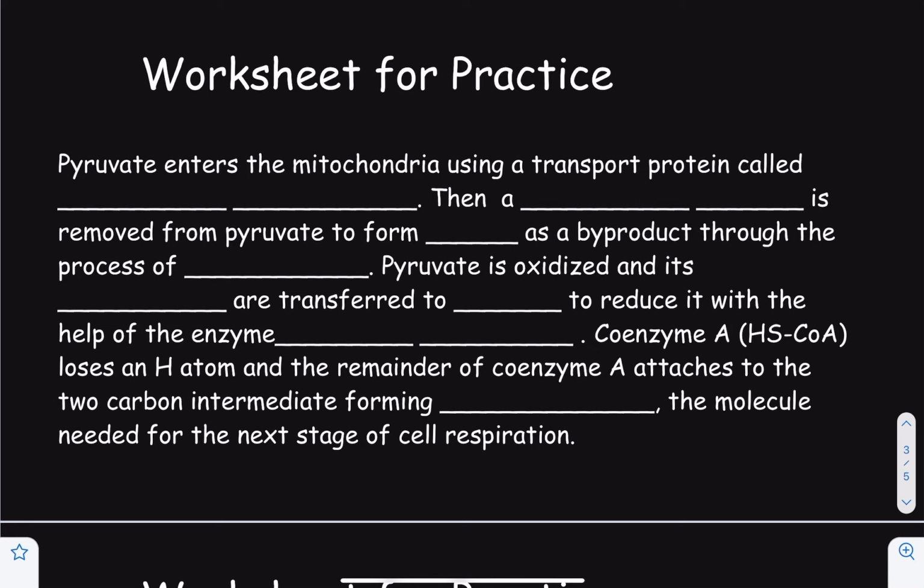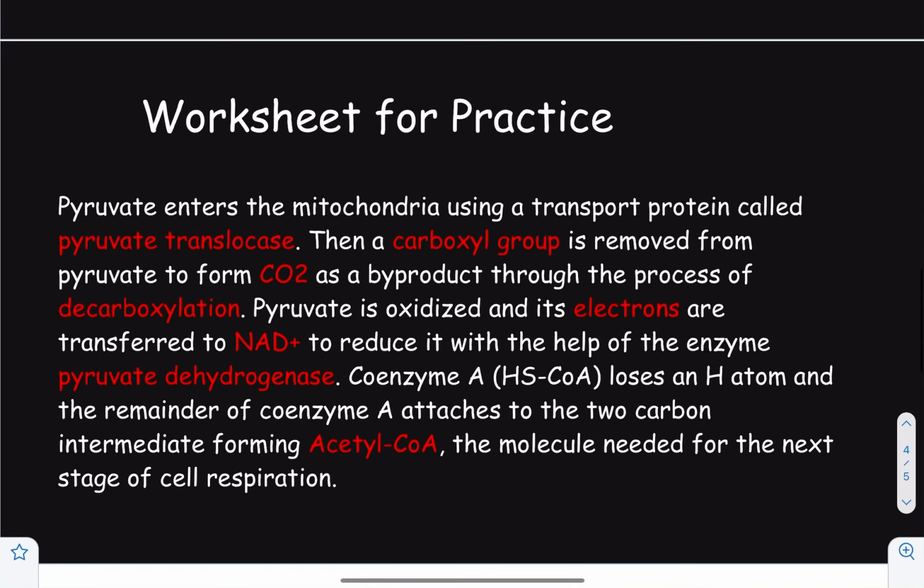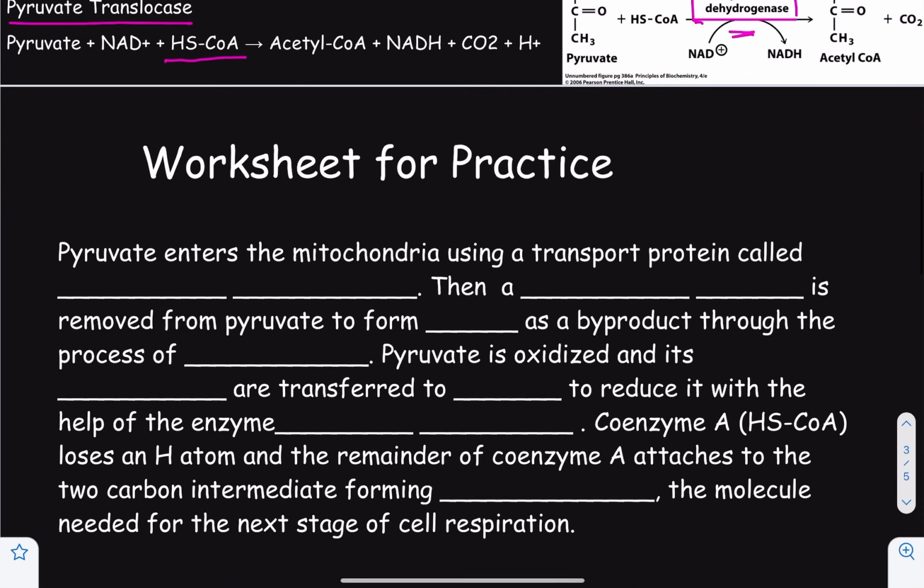Pyruvate enters the mitochondria using a transport protein called pyruvate translocase. Then a blank is removed from pyruvate to form a blank as a byproduct. A decarboxyl group is removed from pyruvate to form carbon dioxide as a byproduct through the process of decarboxylation. I do have the answers here. I left them blank so you can practice.